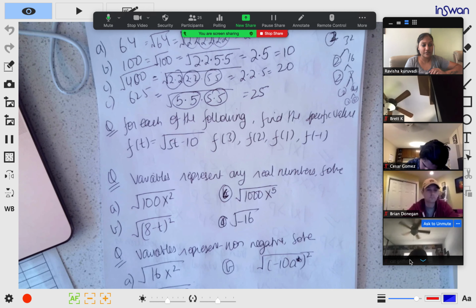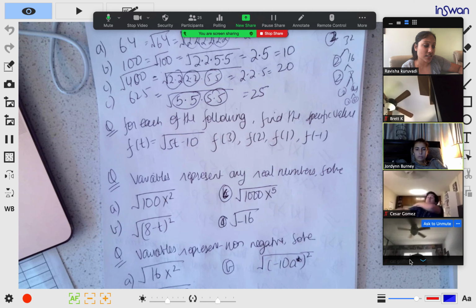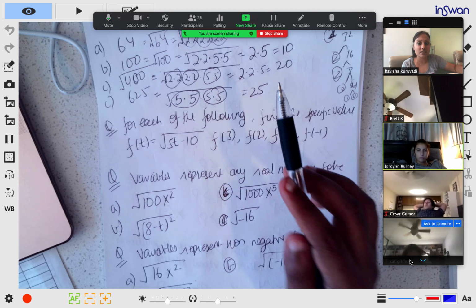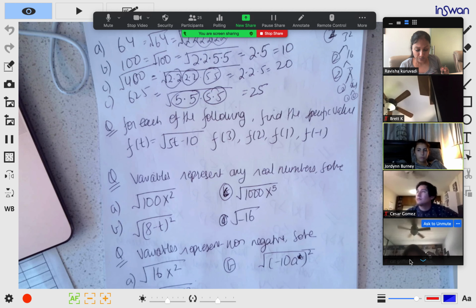Perfect. Will I put absolute value here, Jordan? No, because from inside, I'm getting a positive value. I don't have to worry. I know it is positive, so I leave it as it is. Okay, perfect. Fernando?